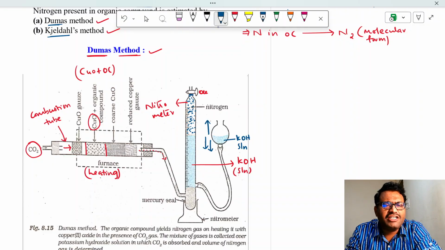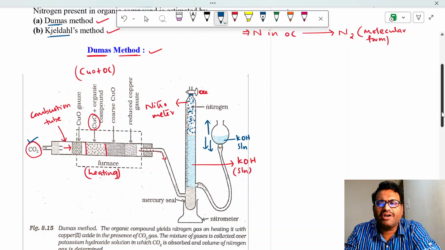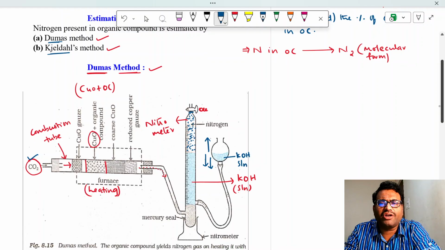So that is the purpose of passing carbon dioxide. What is the purpose of passing carbon dioxide into this? To replace the air, to send the air out. Air should not be there in this. Then now you are heating the organic compound with CuO. Then what happens when you are heating the organic compound with CuO in carbon dioxide? Let us see this.